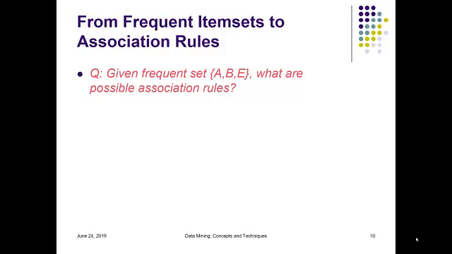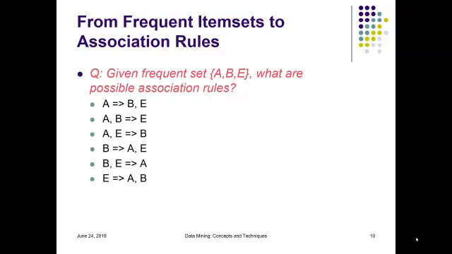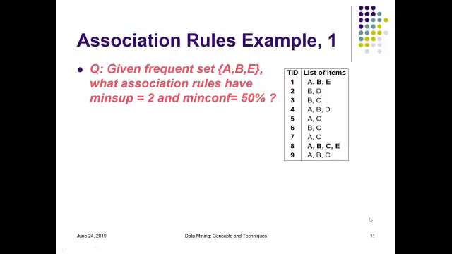So in this given example, ABE is given as a frequent item set, and we need to find out the possible association rules. Given that ABE is frequent, any combination of ABE is going to be a frequent item set. So we can generate rules like this: A association with BE, or AB association with E, AE association with B, and so on.